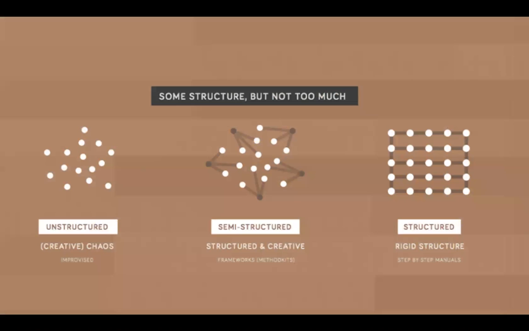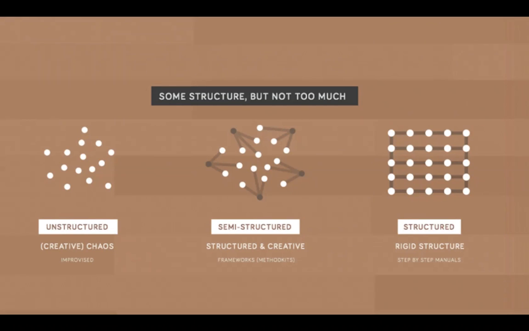Our conclusion has been that we need some structure, but not too much. Many meetings are unstructured, ad hoc, improvised, using the white canvas. And many meetings are too structured, and that's not the answer either: step-by-step manuals, strict agendas, no flexibility. Our answer was the semi-structure, and I think that's key.